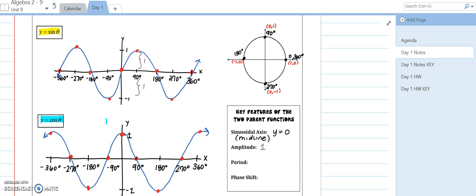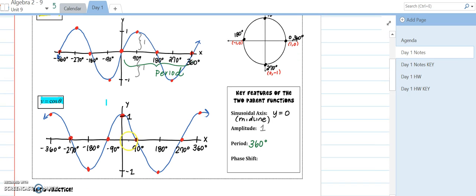Now the period, in this case, is how long it takes to complete a full wave. The easiest way I think about it is the distance it takes to get from the midline, high, low, back to the midline. So here, this is a full period. It's one full wave. Do you see how it took 360 degrees to get there?